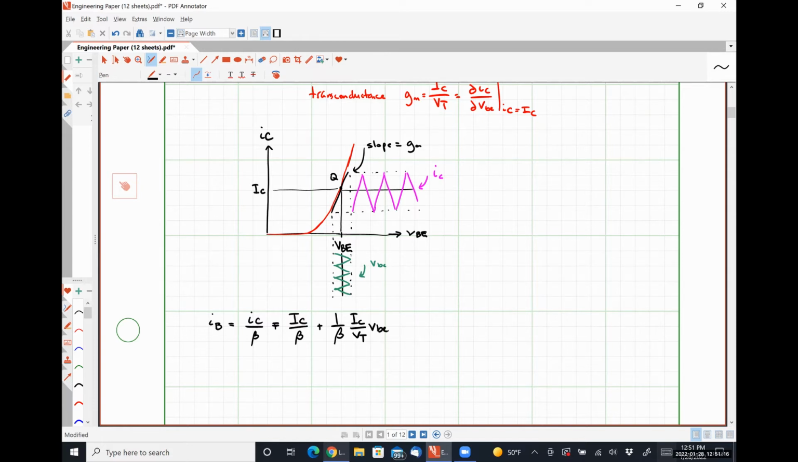So we see that our base current has both a DC bias point as well as a small signal value superimposed on top of it. And from that, the small signal portion of the base current becomes 1 over beta, IC over VT, vbe, which is the same as gm divided by beta, vbe.